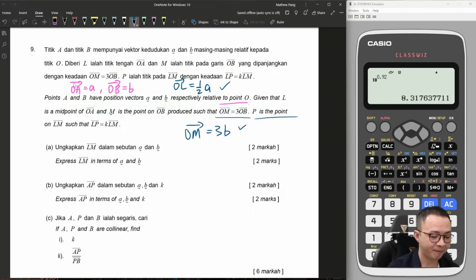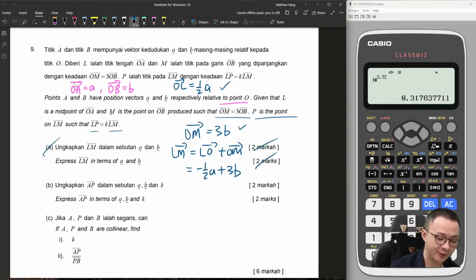P is the point lying on LM. Then we have another equation about LP equals to KLM. Okay, we solve one by one. First thing, we solve LM first. So LM is LO plus OM. LO is negative half A. OM is 3B. Done. Okay, 2 marks.